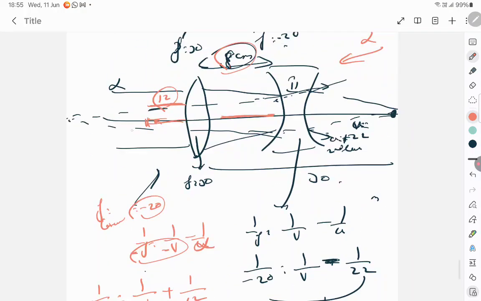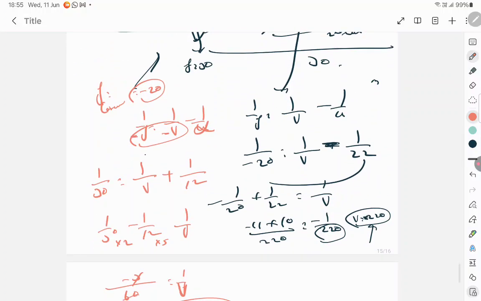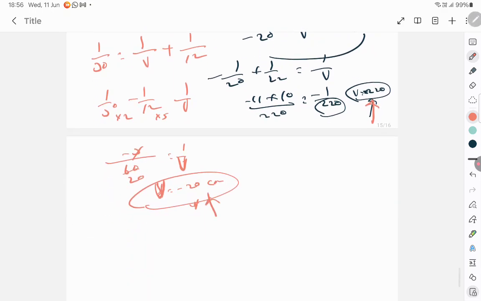What is the meaning of minus 20? It's going to be somewhere behind only. But as compared to 220, this is much better. It's much closer. Correct? So you got your v to be minus 20.